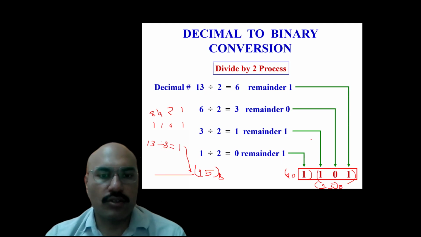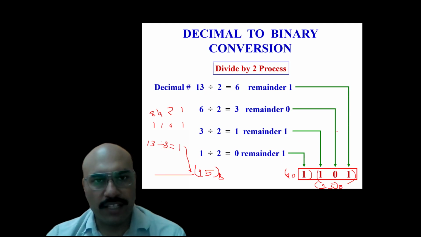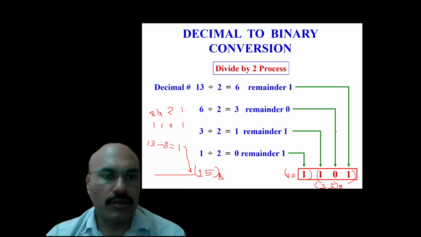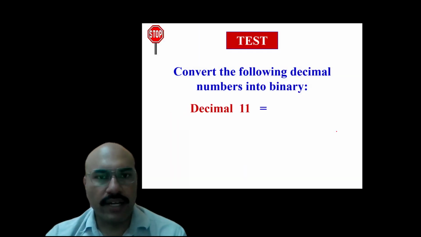Okay. So these are the two methods through which you can convert any decimal number to a binary number: either by dividing it by 2, the base of that particular number system, or you can just use the place value method. You can pause the video and practice how we can convert the decimal number 11 into binary.